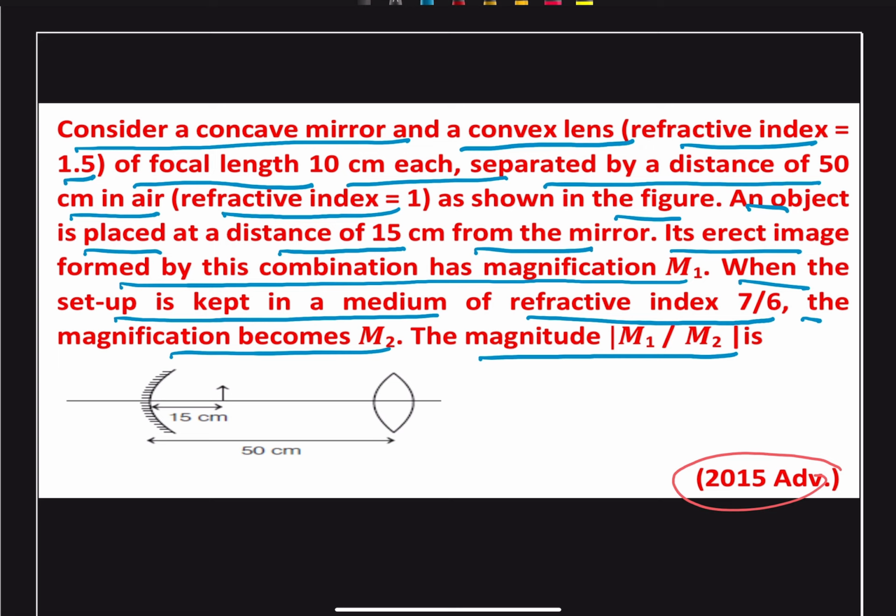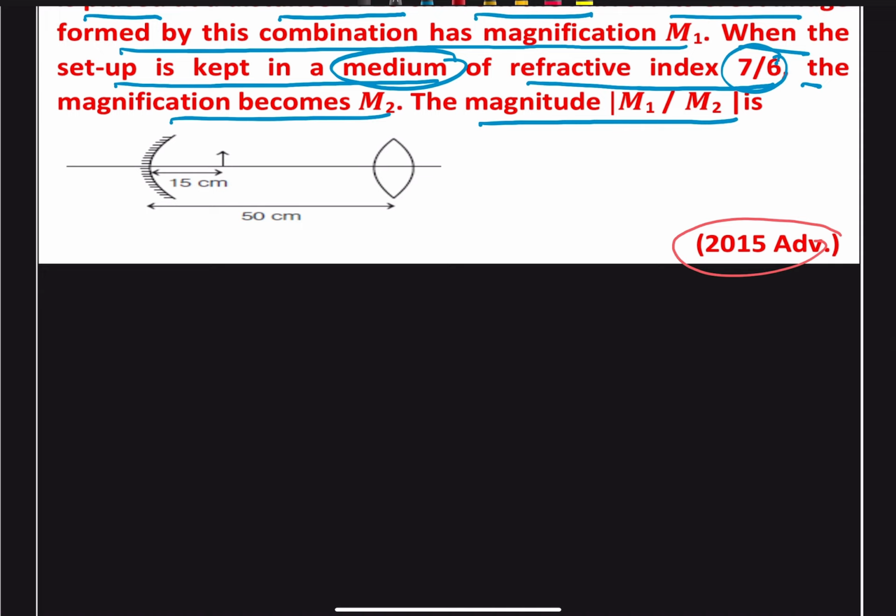this question can be divided into two refractive indexes, one is when they are in air and another one is when they are kept in a medium. Okay, so we have two mediums, refractive index 7/6, and we have a refractive index of 1, that is of air. So we have two, one is mirror and another one is our lens. So let us start for mirror, and this is for air.